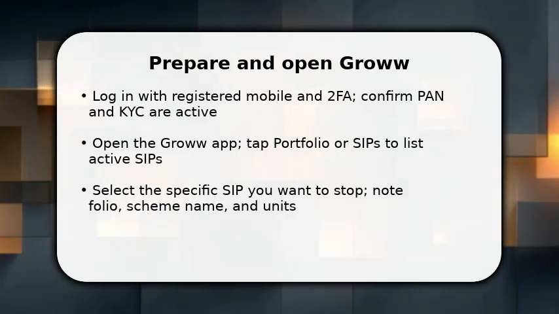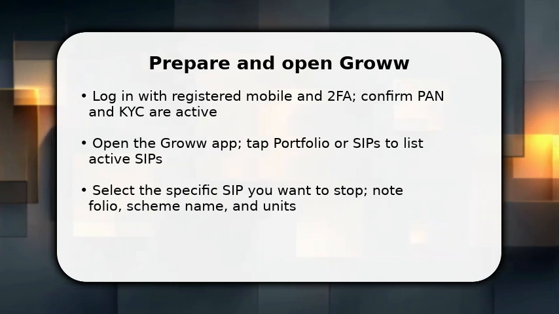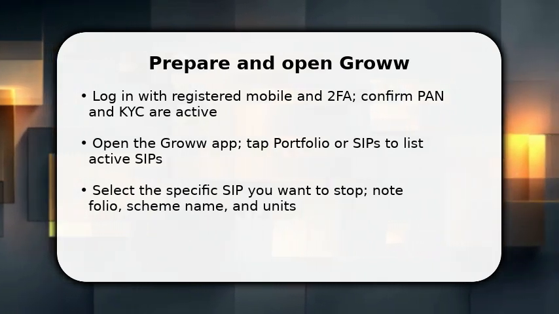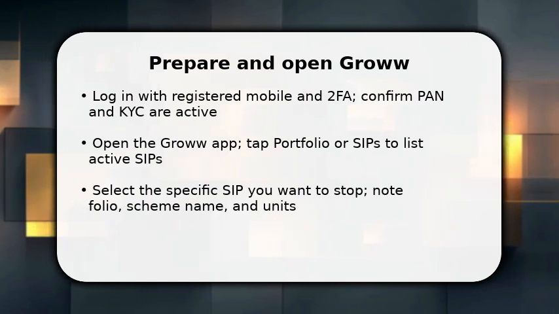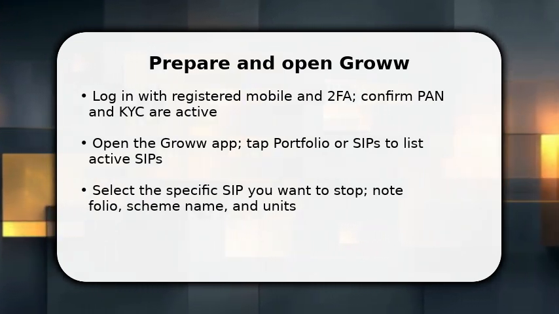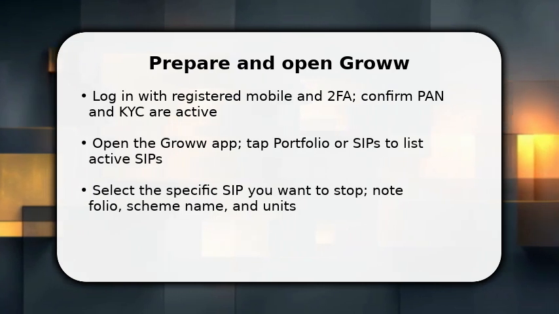You start by confirming essentials. Your Groww account is active, KYC and PAN are validated, and you can receive OTPs. Once done, open the app and go straight to Portfolio or SIPs.